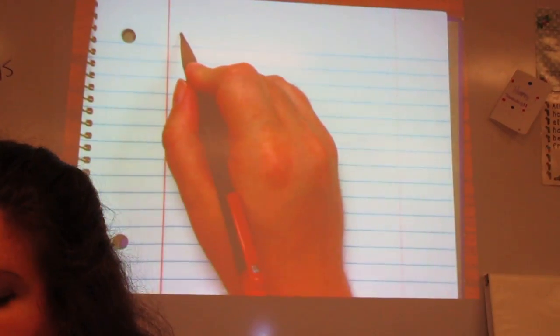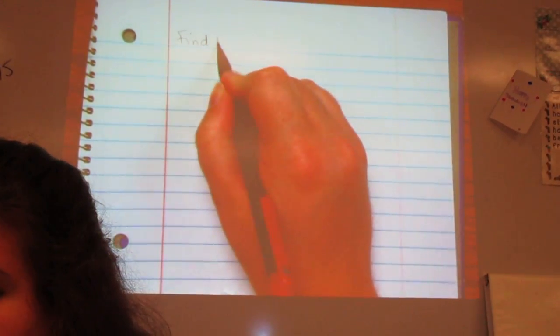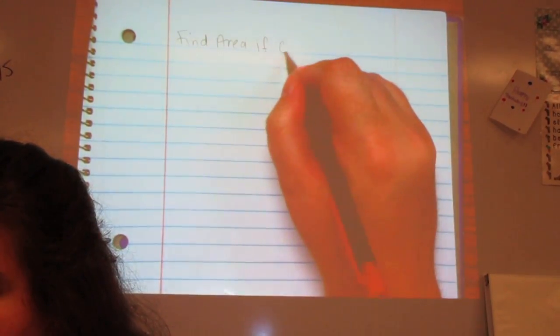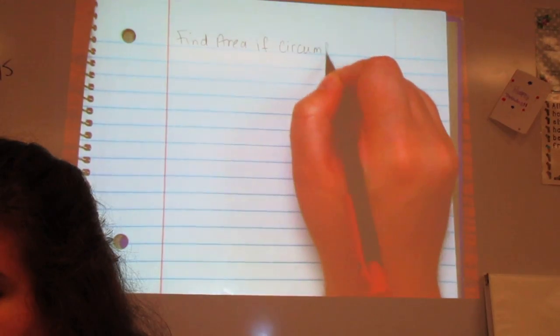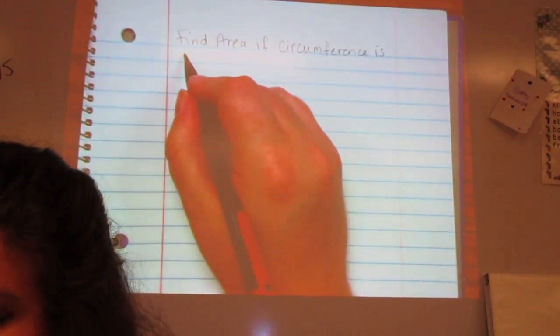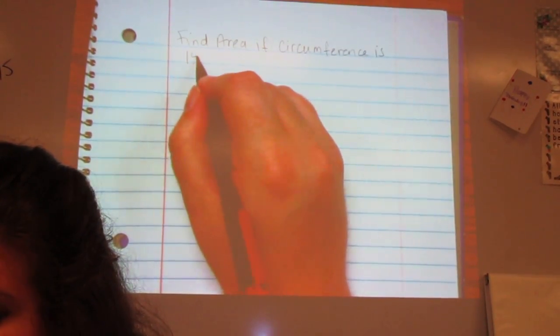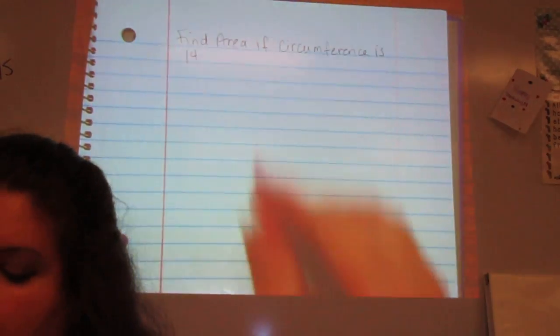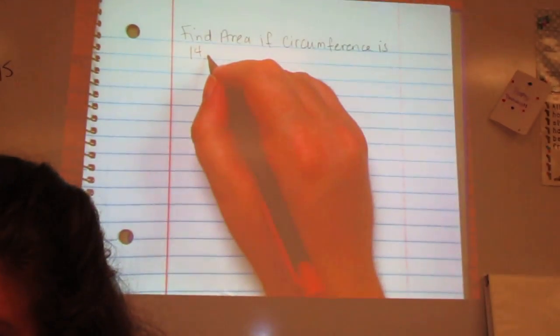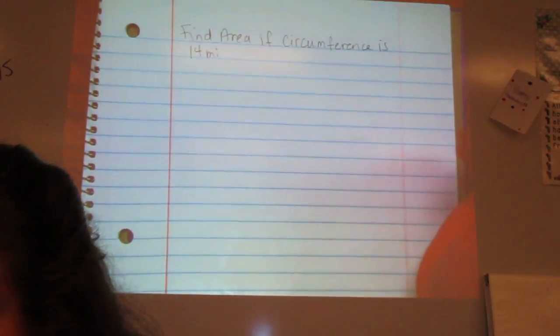Now, there are other ones that require 2 parts. Find the area if the circumference is 14 miles. Nice big circle.